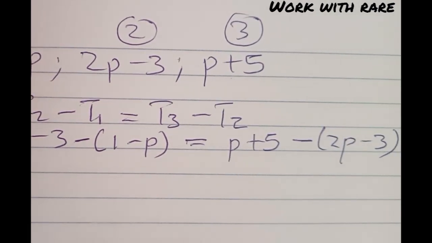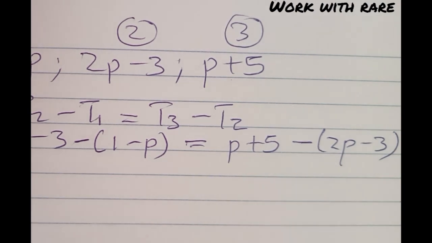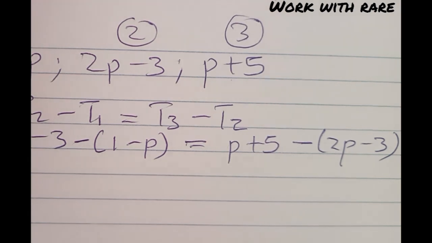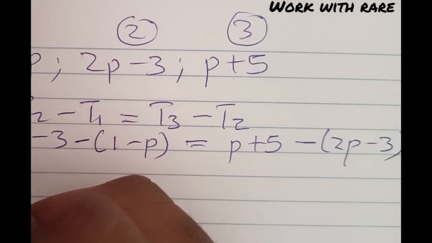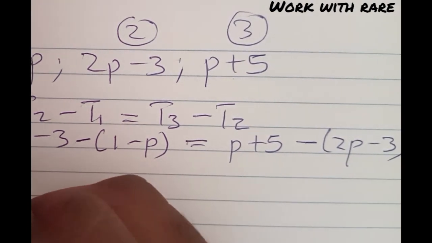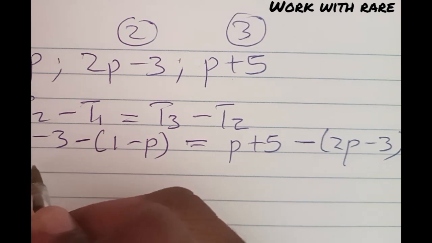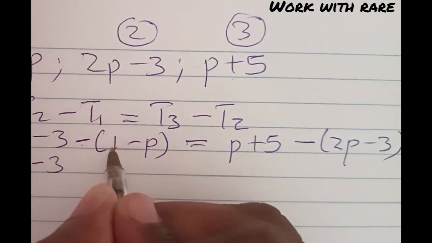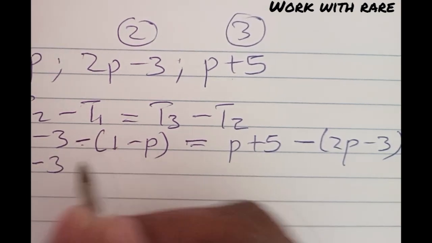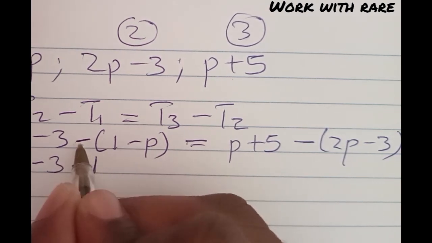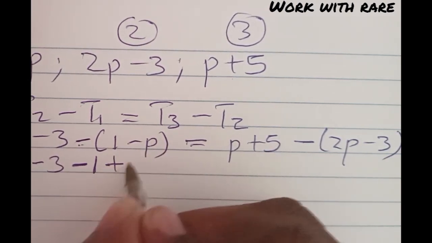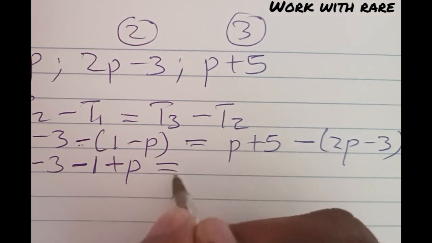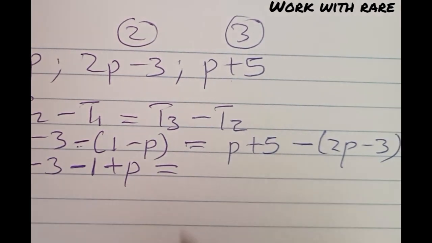So after this step, I'll have to break the brackets. When I break the brackets, that's where I'll be aware and use the correct signs. You see? Here, remember, I have 2p, so I'll say 2p minus 3. Negative multiplied by positive is negative, so here is negative 1. Negative multiplied by negative is positive, here I have positive p is equals to that.